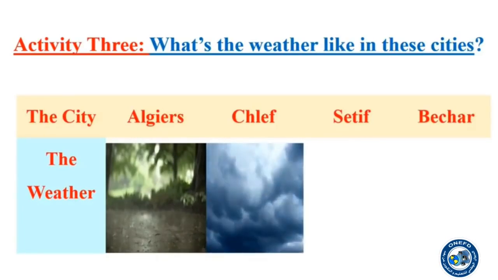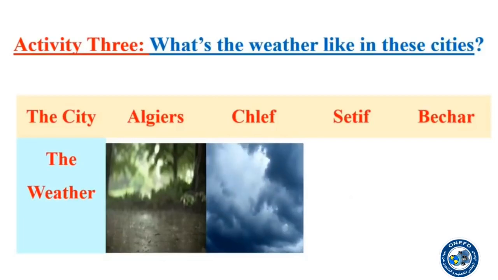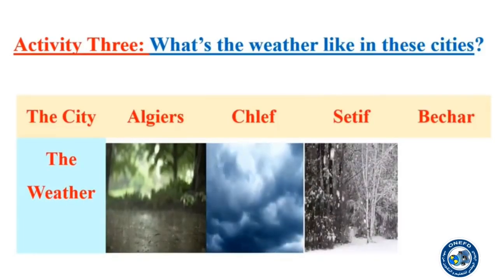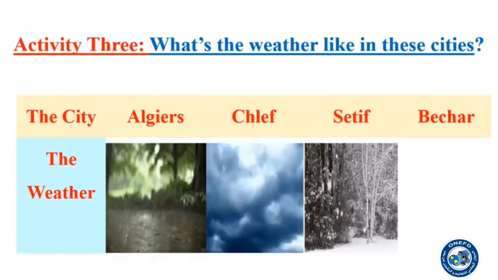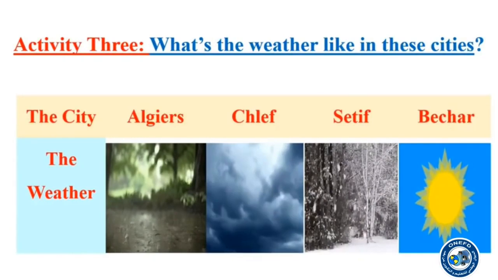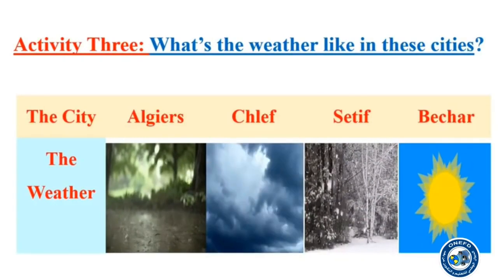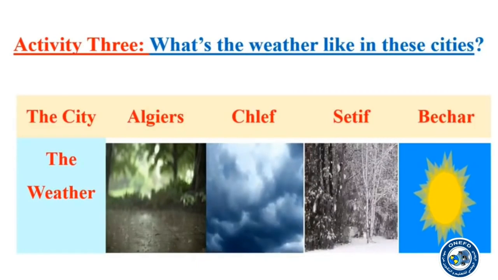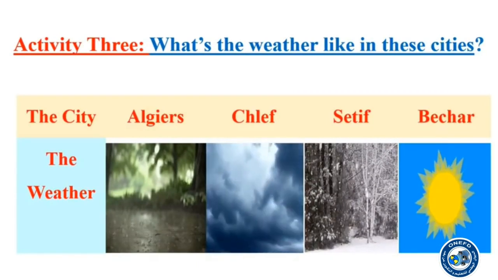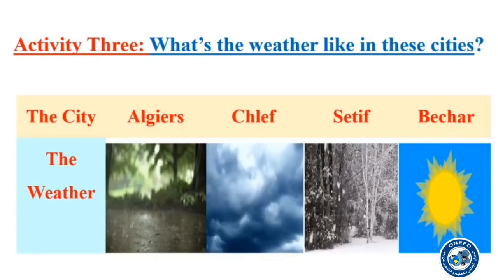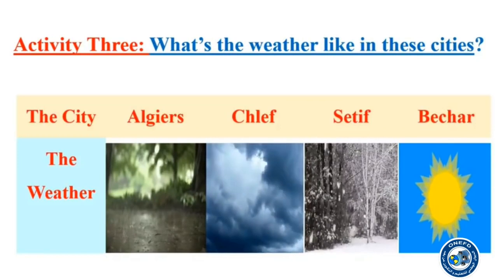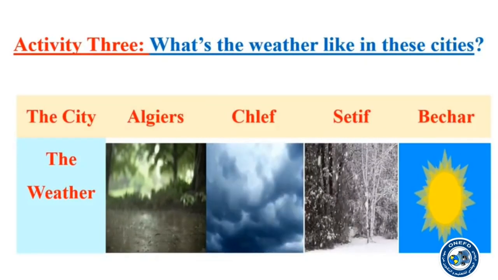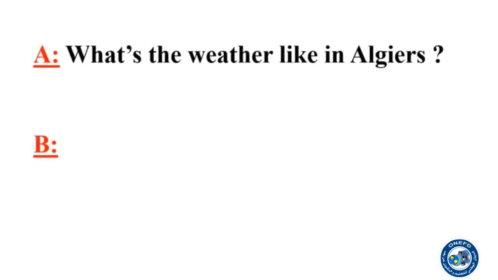So what's the weather like in Chlef? Is it raining? And in Sétif, what's the weather like? And the last city is Béchar. What's the weather like in Béchar? So these are 4 cities, and we are going to see the weather in each of these cities: Algiers, Chlef, Sétif, and Béchar. So let's take one.